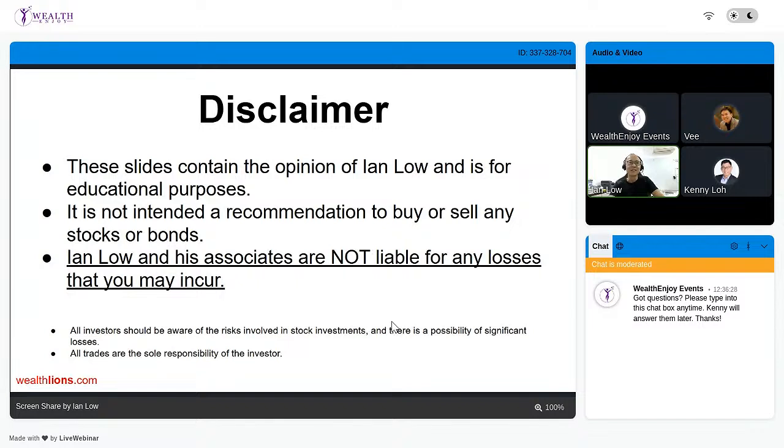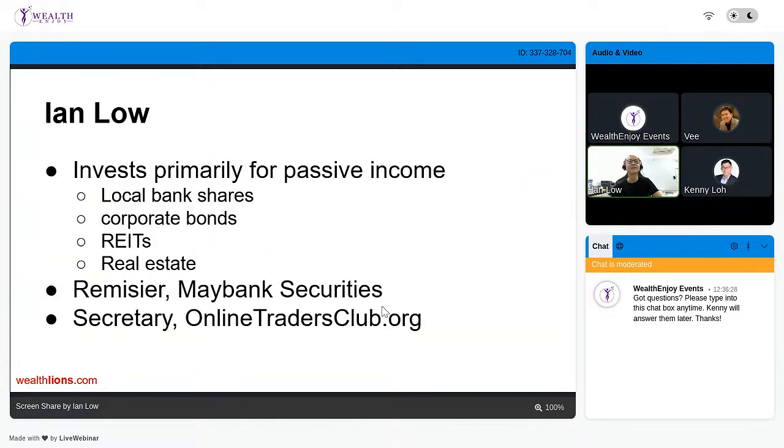All right. Without much further ado, let's continue. My name is Ian, and I invest primarily for passive income. In fact, if I put on my first hat, I am an investor myself. I manage my own portfolio, and I focus mainly on passive income using local bank shares, corporate bonds, REITs, and real estate. It is real estate heavy. I'm also a remisier with Maybank Securities, and at the same time, I'm the secretary of Online Traders Club Singapore.